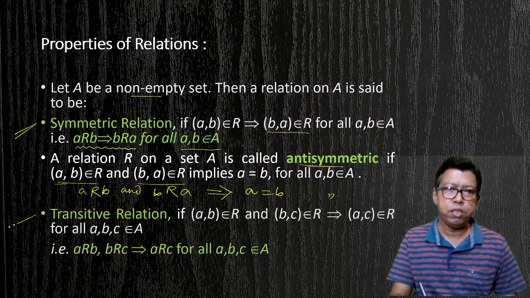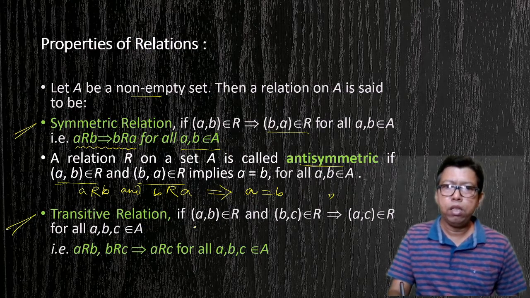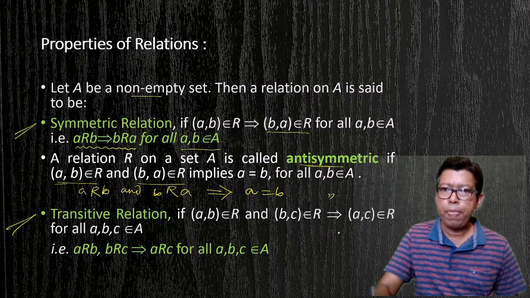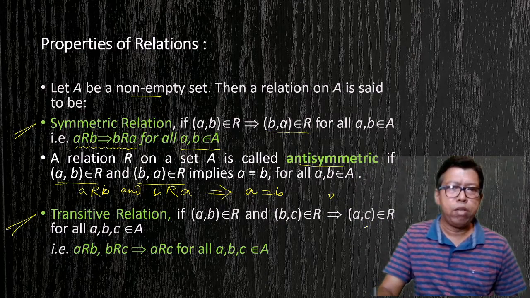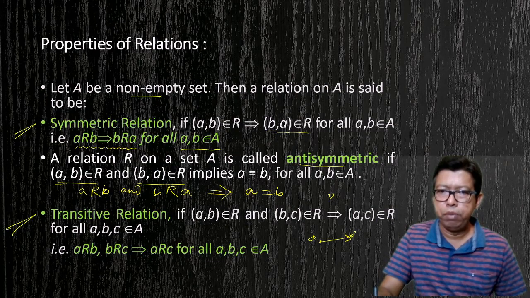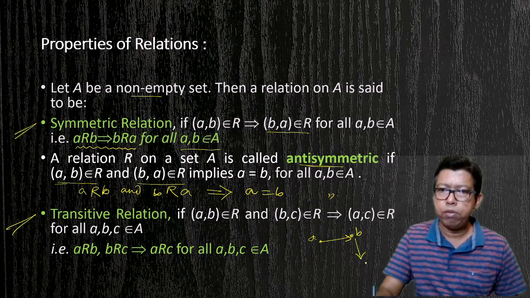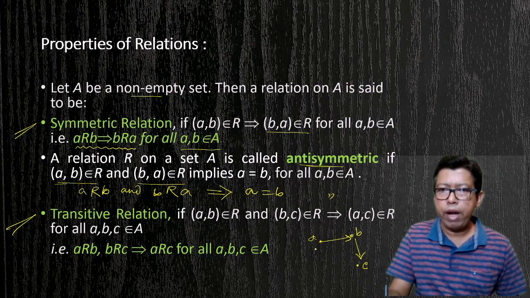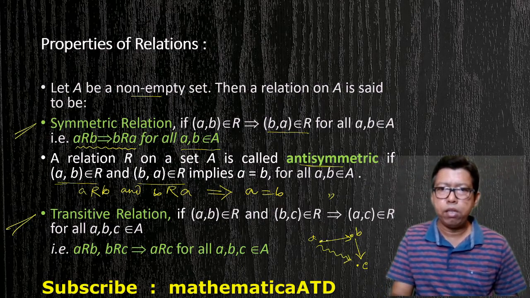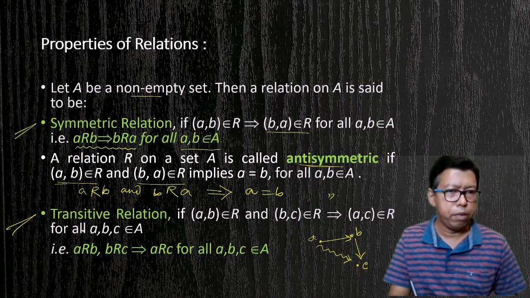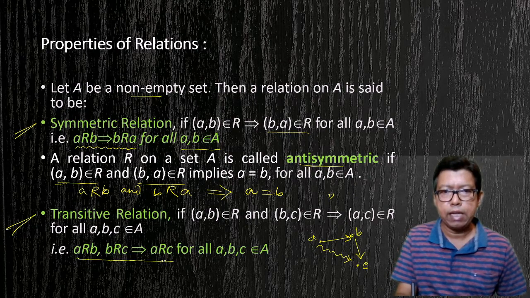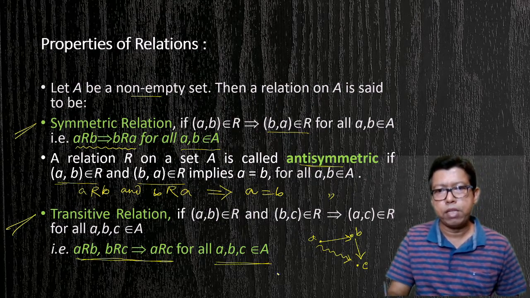Okay, next is your transitive relation. If you find that (a, b) is an element of R and (b, c) is also an element of R, in this case (a, c) also belongs to R. That means suppose a is an element which is related with the element b, and b is related with the element c, and if you find that a is also related with c, in this case the relation will be a transitive relation. Okay, so in short you say that aRb, bRc implies aRc for all a, b, c belonging to the set A.